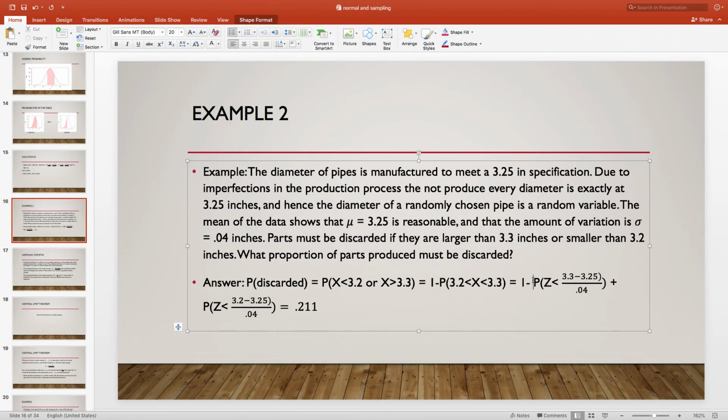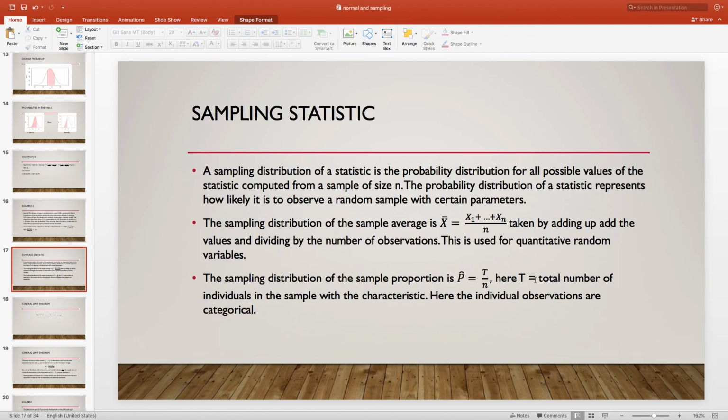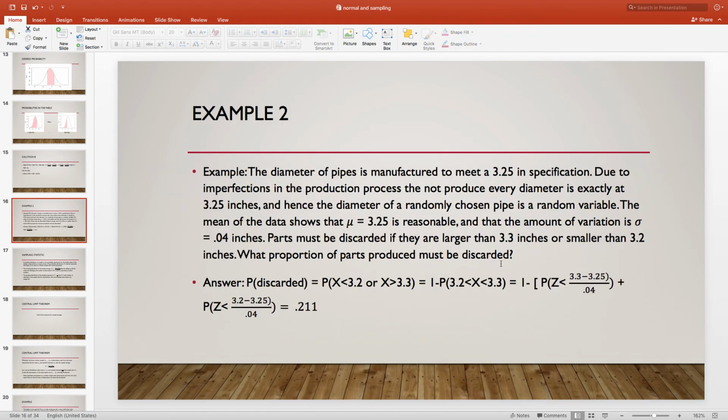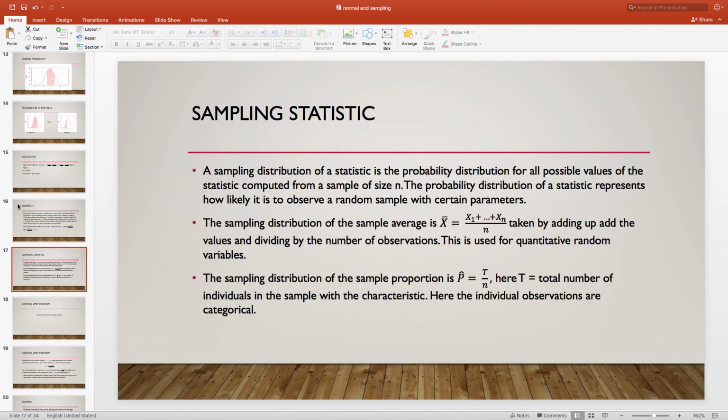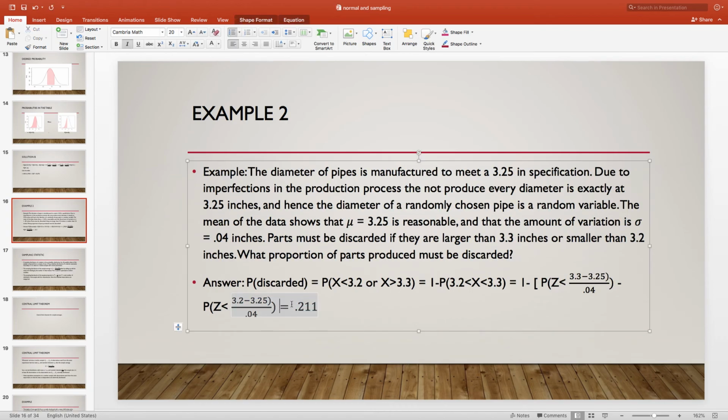Okay. Now, one way of viewing this would be it's 1 minus the probability. I just forgot the 1 there. 1 minus this probability, and we can write it like that. Okay, and that is 21.1%.